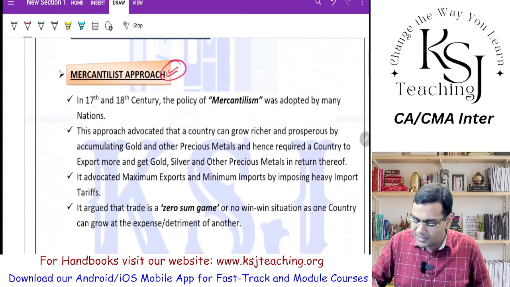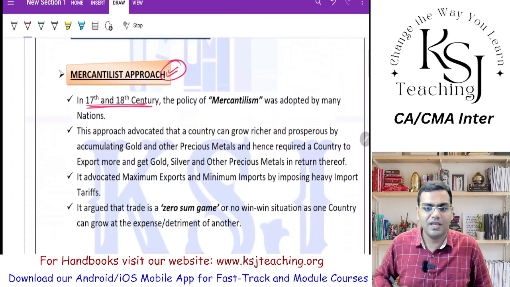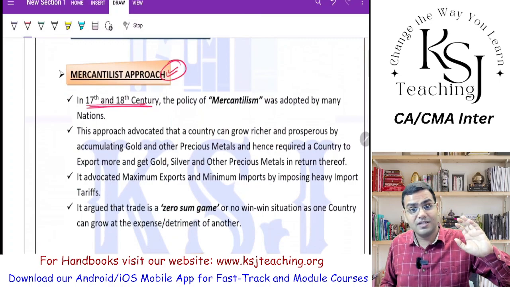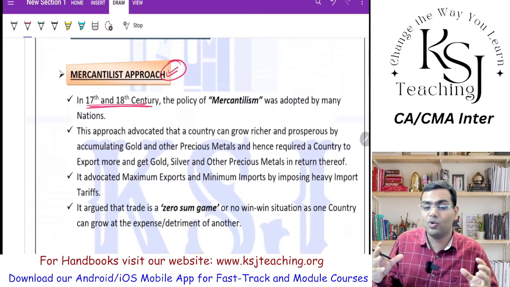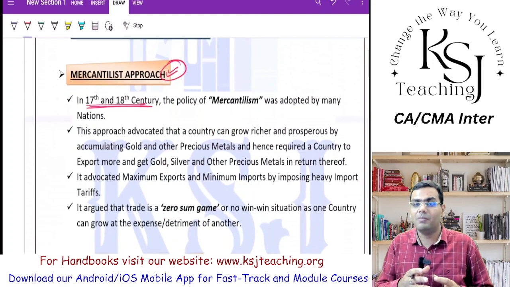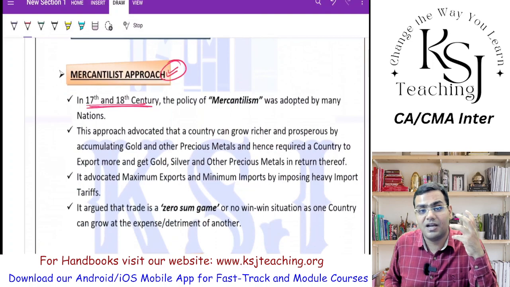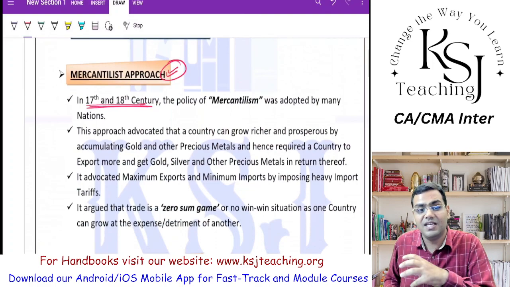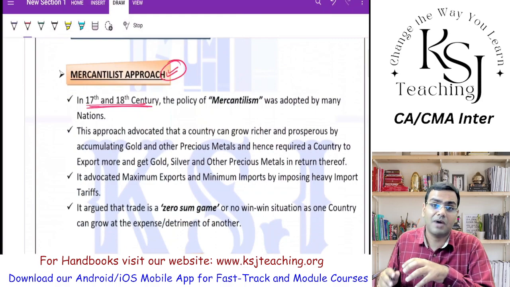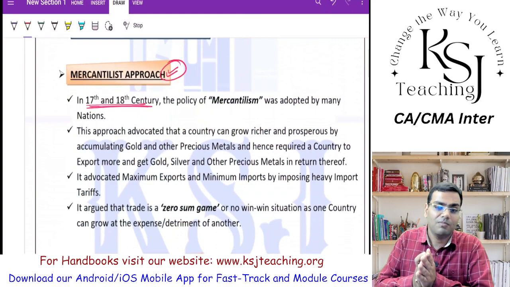So, in the 17th and the 18th century, that old it is. International trade has been that old. We can't say that it is a very new phenomenon. International trade has been conducted since ages, and in the 17th and 18th century this mercantilist approach came into play.